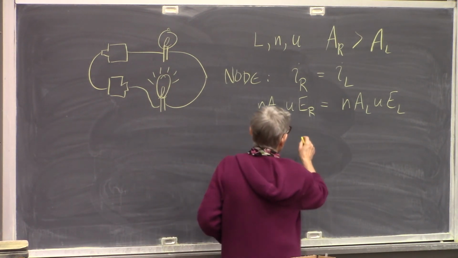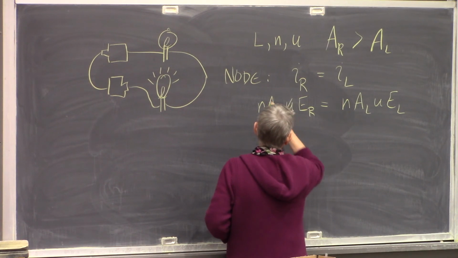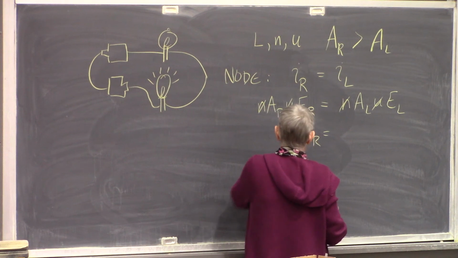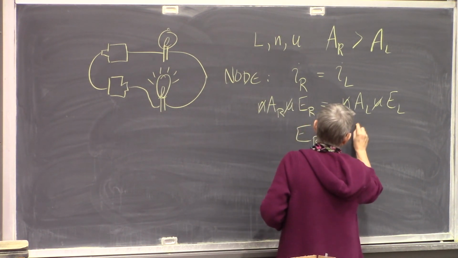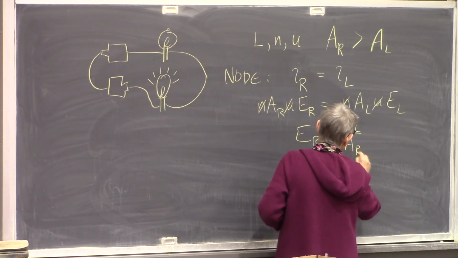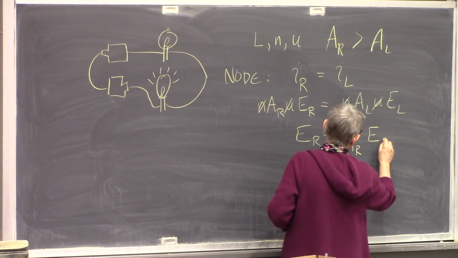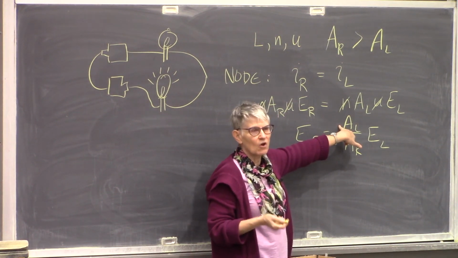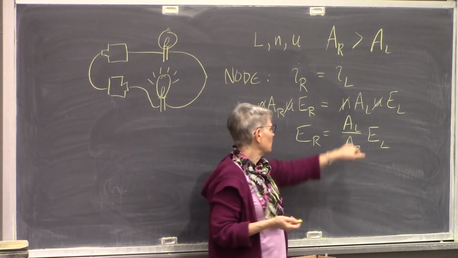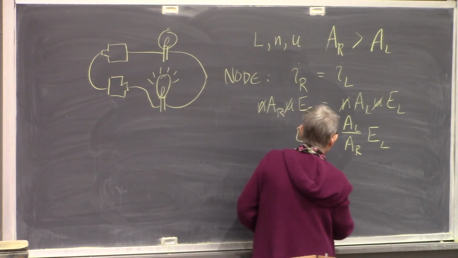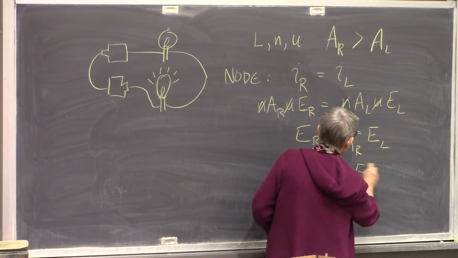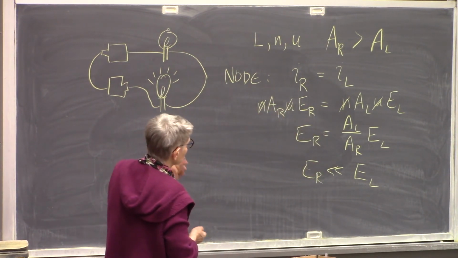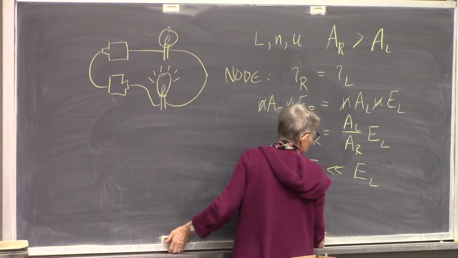We're assuming the mobile electron density and mobility are the same, so we can get a ratio of the electric fields. The electric field in the round bulb is equal to the ratio of the cross-sectional areas of the two bulbs times the electric field in the long bulb. And because the cross-sectional area of the long bulb is smaller, it looks like the electric field in the round bulb is a lot smaller than the electric field in the long bulb. So we know the electric field is smaller.